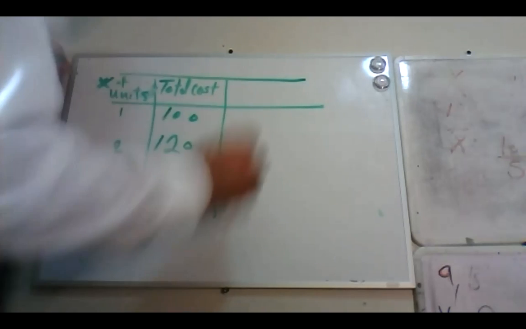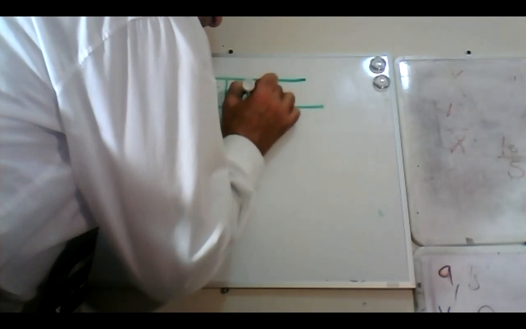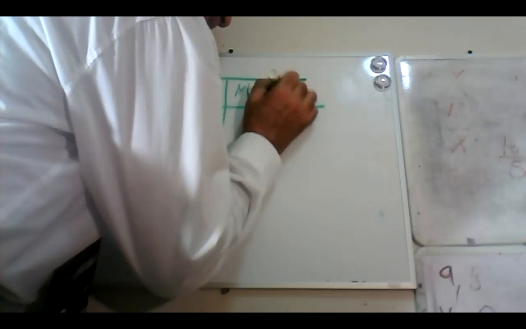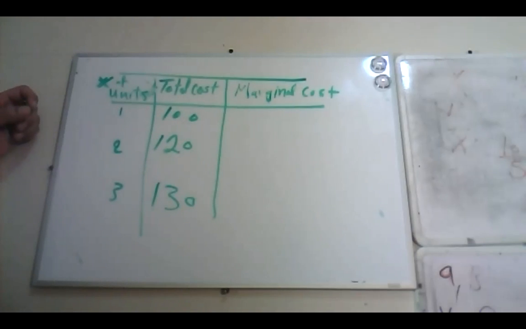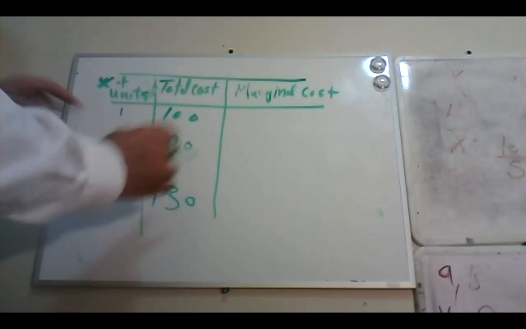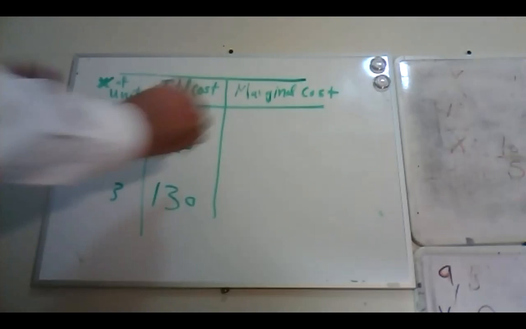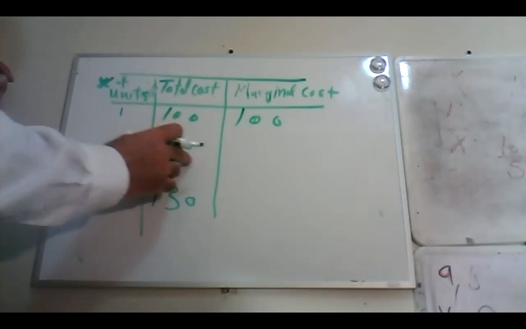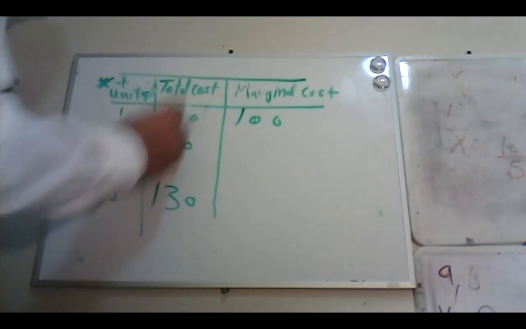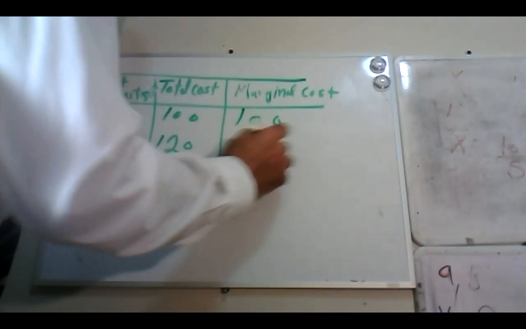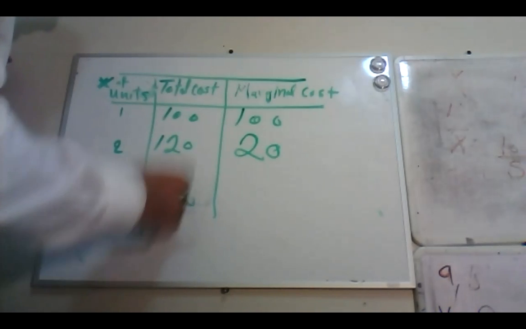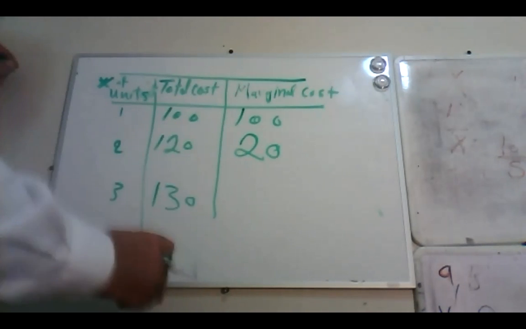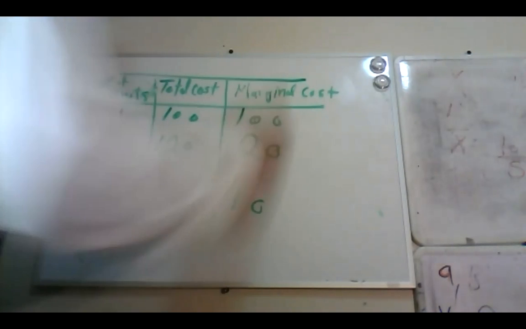So to calculate the marginal cost, which I was talking about just now, the first in the total will be the first in the marginal. It will be 100. Then I will subtract 120 minus 100. This will give me 20. Then I will subtract 130 minus 120. That will give me 10.